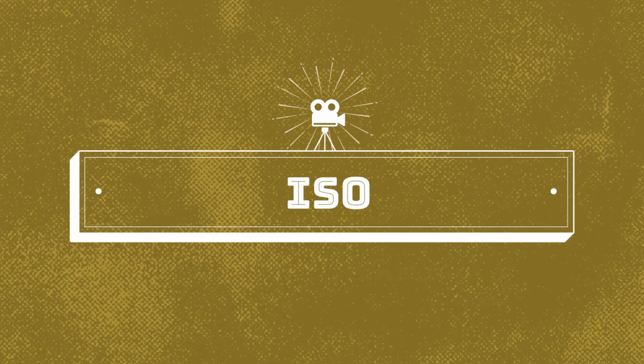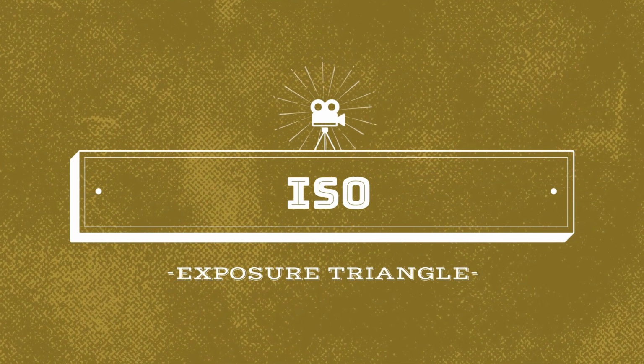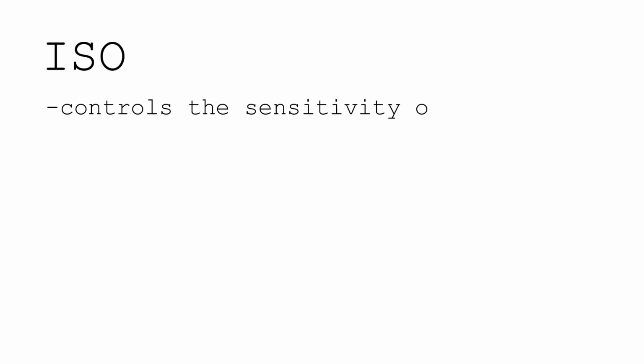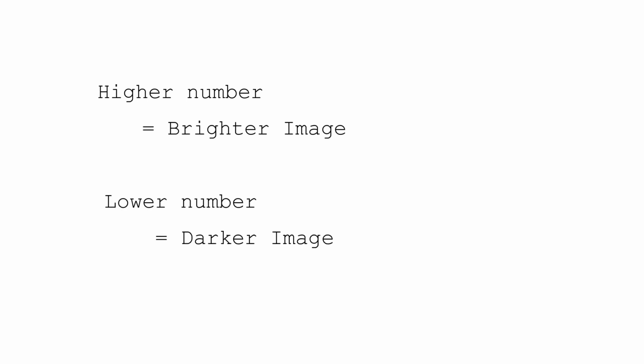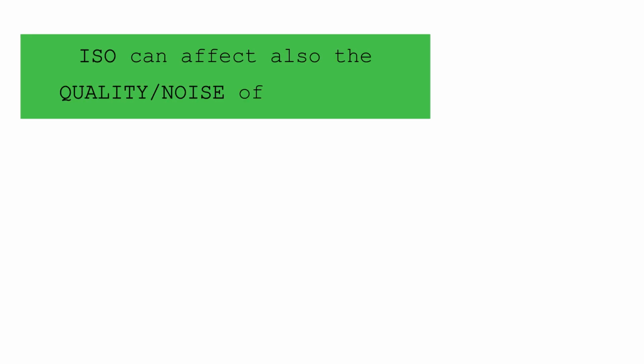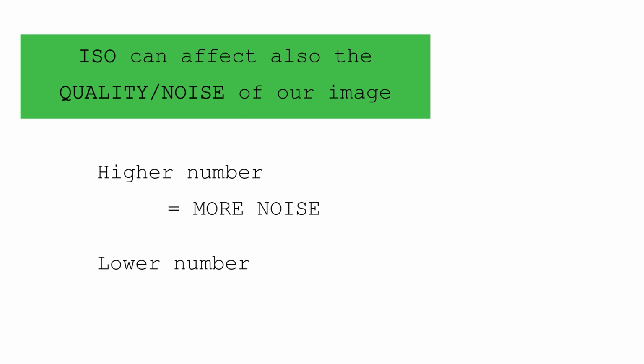The third one is the ISO. ISO controls the sensitivity of our camera sensor to light. The higher the number, the brighter the image. The lower the number, the darker the image. ISO can also affect the quality or noise of our image. The higher the number, the more noise we get. The lower the number, the less noise and the better quality we get.